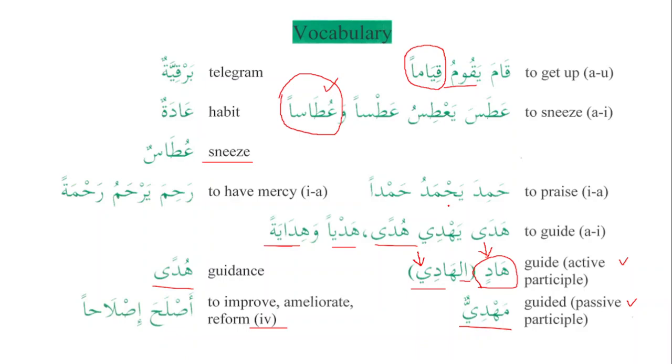Mostly it is used as maf'ul mutlaq, the absolute object. If you remember the example, وَرَتِّلِ الْقُرْآنَ تَرْتِيلًا. Similarly, there are so many examples in the Quran. The grammarians say the masdar is always mansub because it is used as maf'ul mutlaq. The normal construction will be marfu.